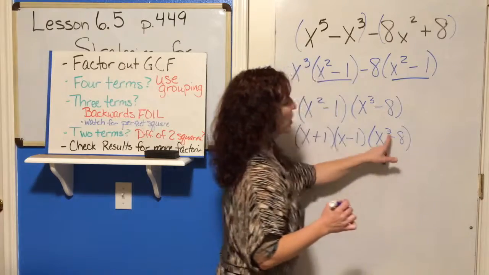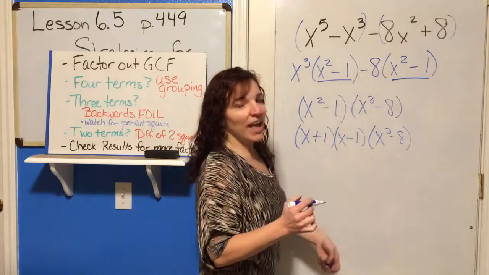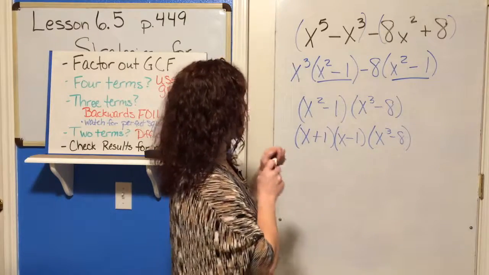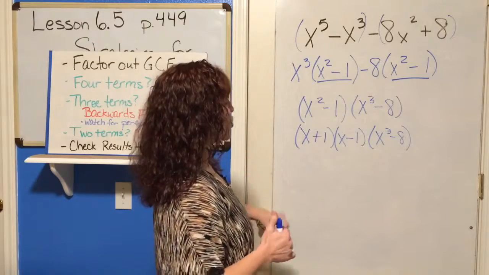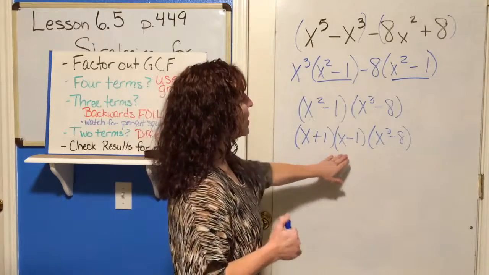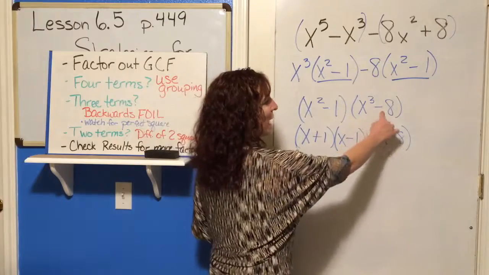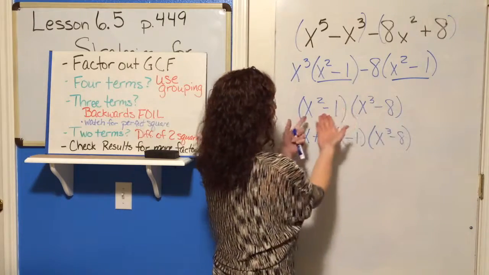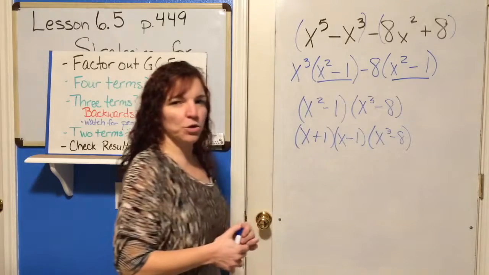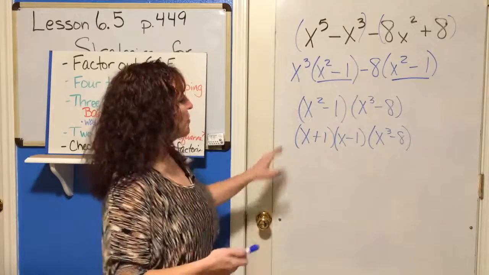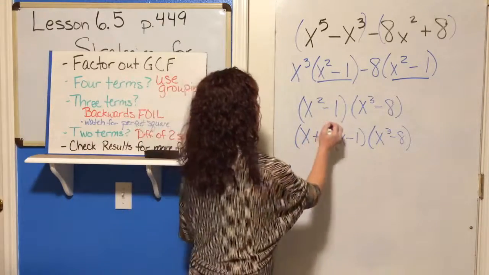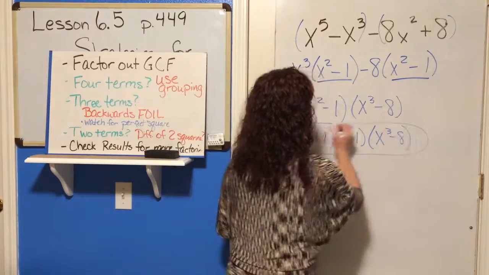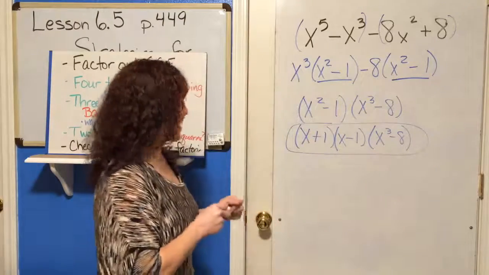This is actually a perfect cube minus a perfect cube, and we'll talk about those a different time. Here we go. So this is x plus 1, x minus 1, and an x cubed minus 8. A cubed term minus a cubed term doesn't work the same as a squared term minus a squared term. So we're finished here. X plus 1, x minus 1 times x cubed minus 8.